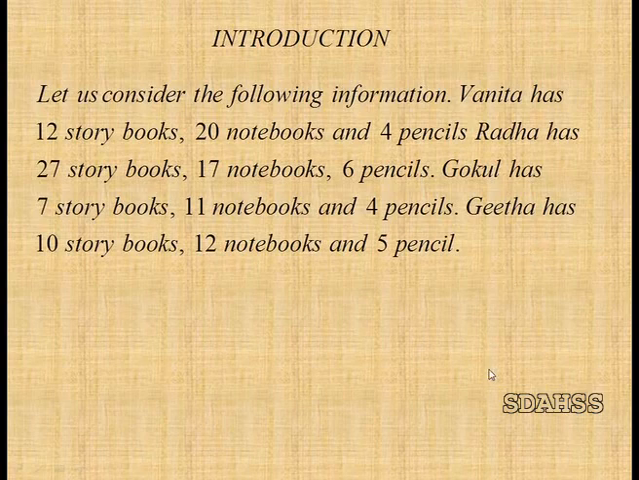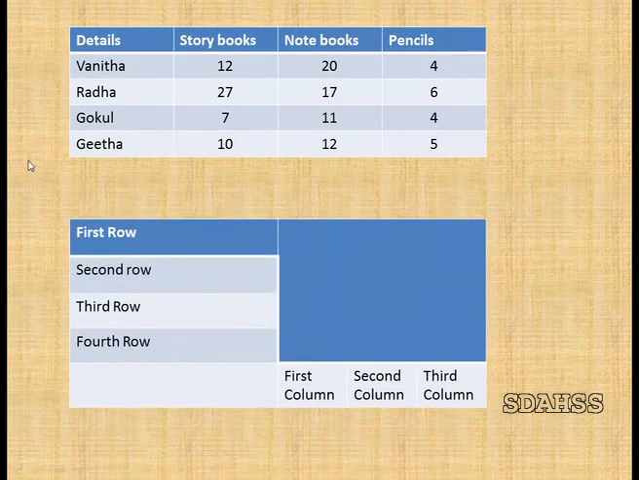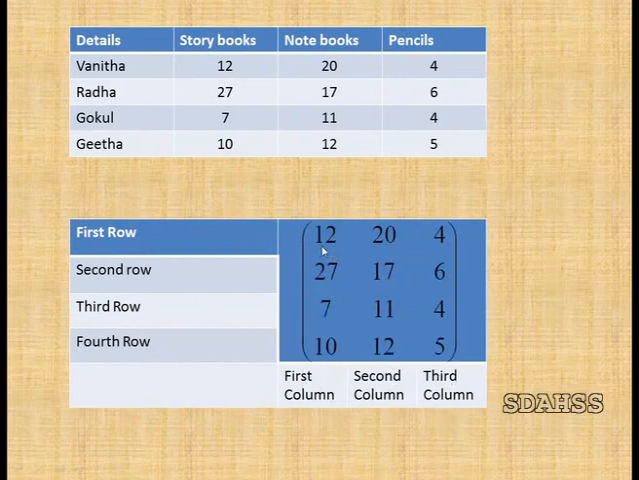Let us arrange the information in the tabular form. Vanitha has 12 storybooks, 20 notebooks, 4 pencils, and Radha has 27 storybooks, 17 notebooks, 6 pencils, and Gokul has 7 storybooks, 11 notebooks and 4 pencils. Geeta has 10 storybooks, 12 notebooks and 5 pencils. We can write the information in the form of a matrix.